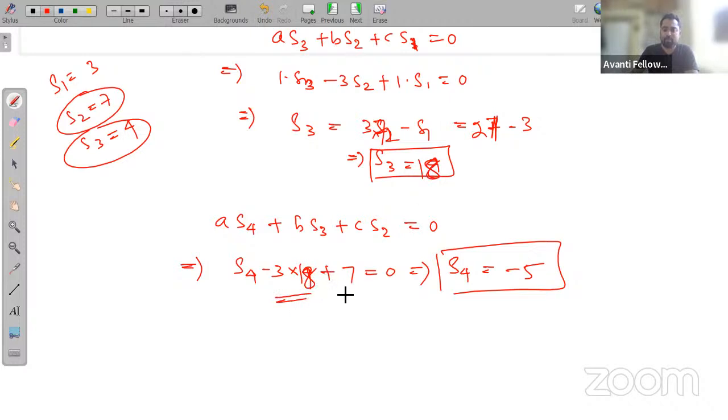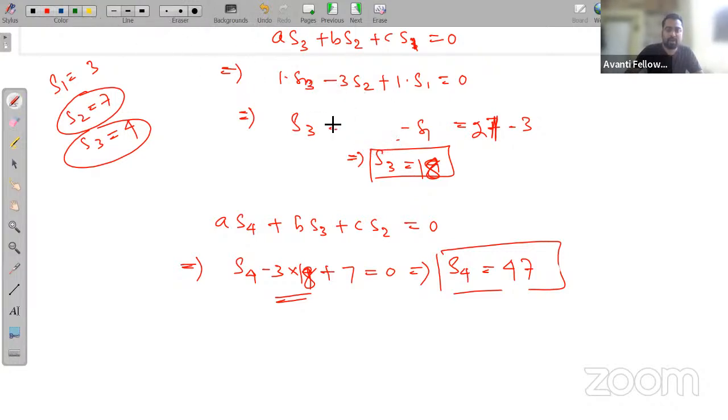So 54, minus 54 plus 7. So the answer will be minus 54 plus 7, that is 47. Yeah, very good. The answer is 47. Because for S3 we got, here I made the mistake: 3 into 7, S2 is 7. Okay.